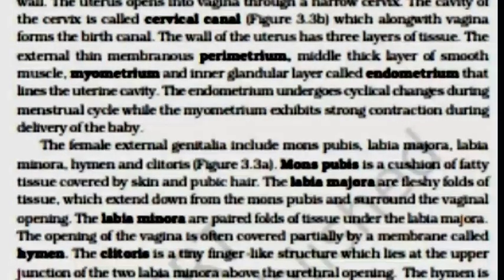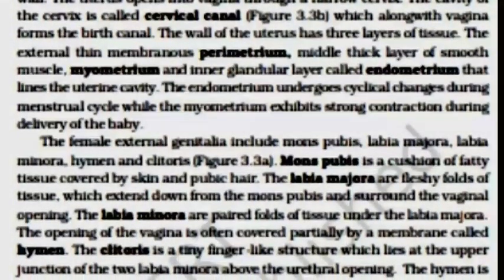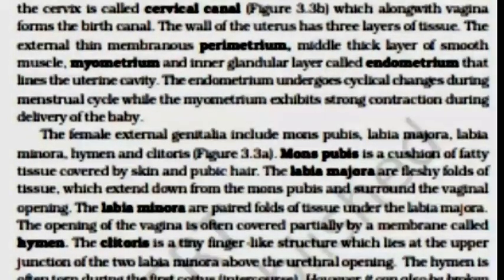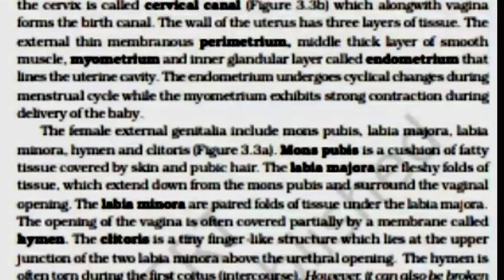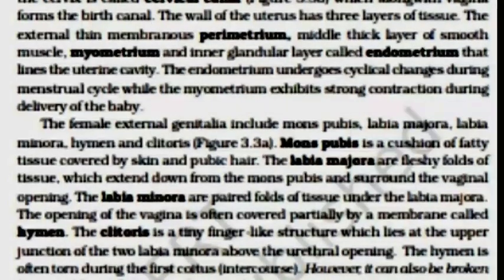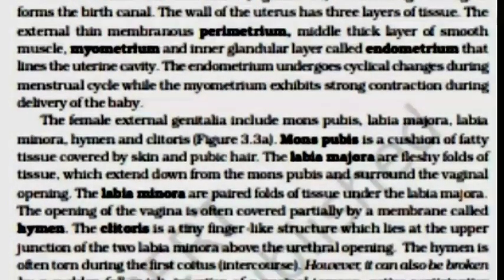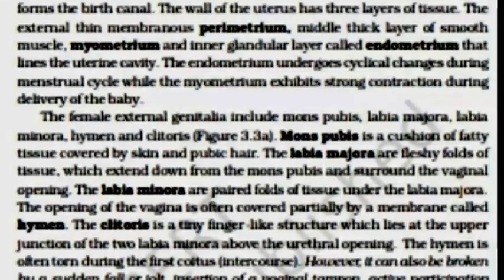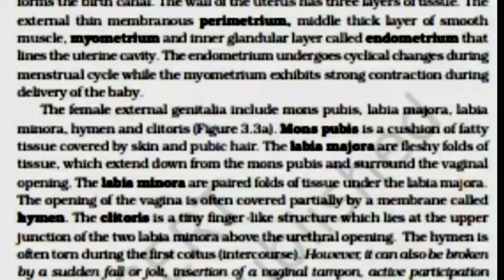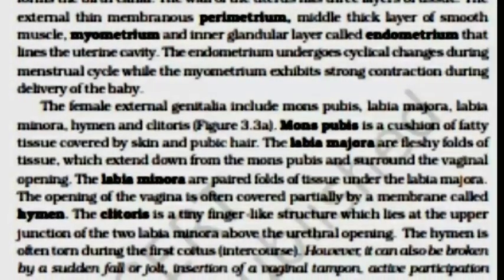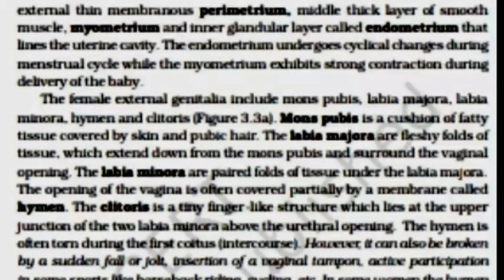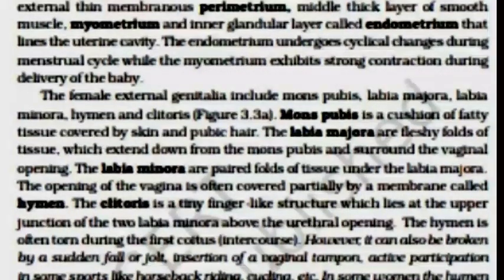The female external genitalia include mons pubis, labia majora, labia minora, hymen, and clitoris. Mons pubis is a cushion of fatty tissue covered by skin and pubic hair. The labia majora are fleshy folds of tissue which extend down from the mons pubis and surround the vaginal opening. The labia minora are a pair of folds of tissue under the labia majora.